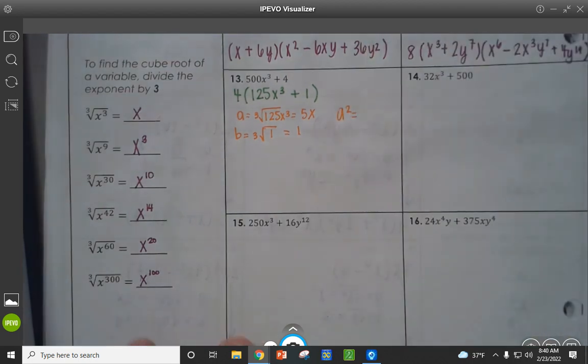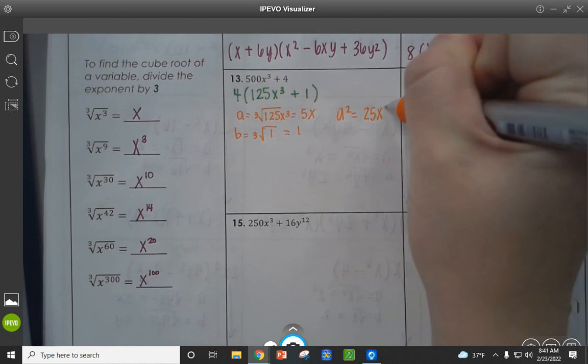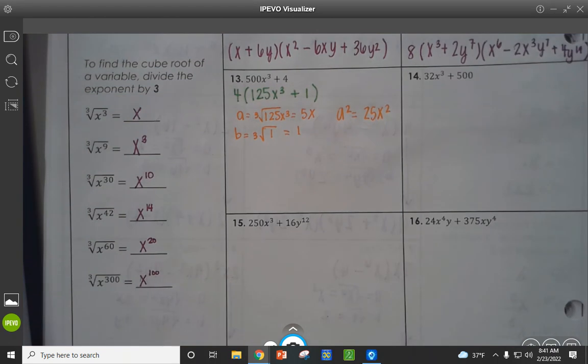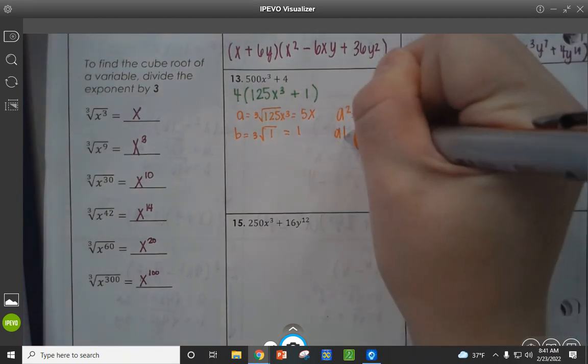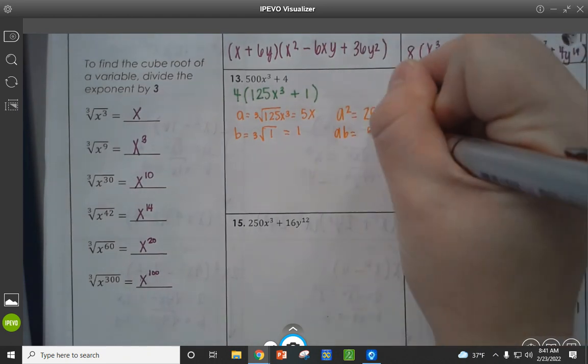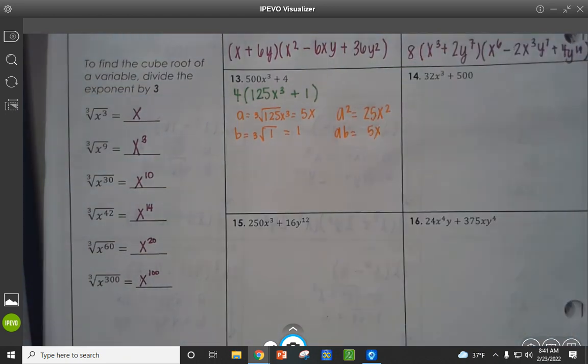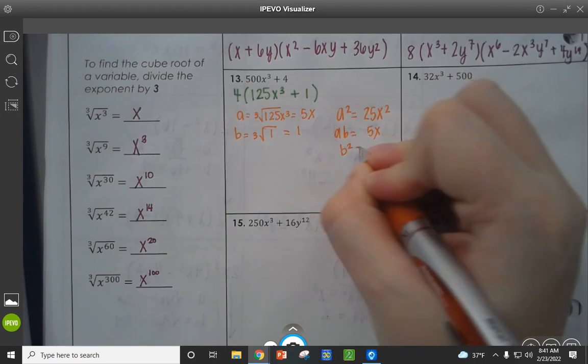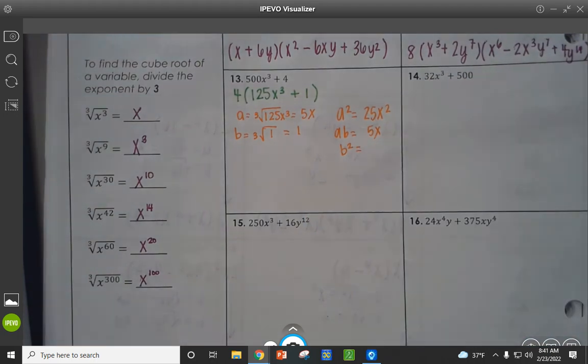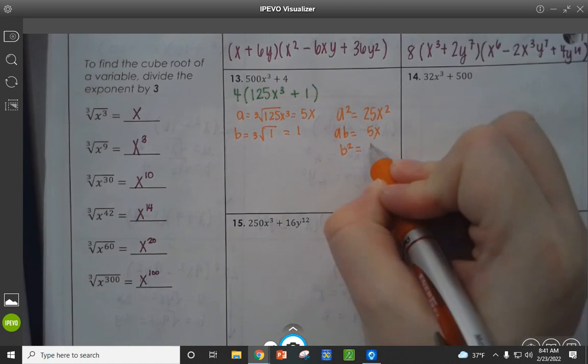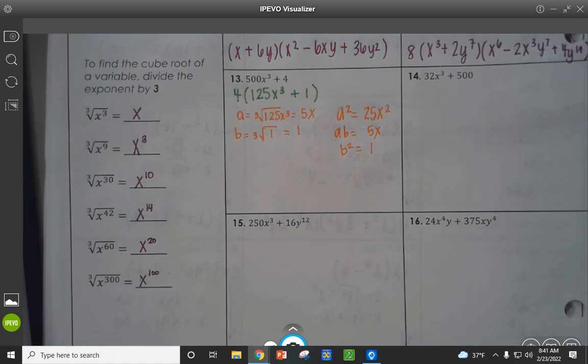A squared. What do I get if I do 5x times 5x? 25x squared. Perfect. AB. 5x times 1 is just 5x. And b squared, 1 times 1 is 1. Don't forget your GCF when you write your answer. It's very easy to do.